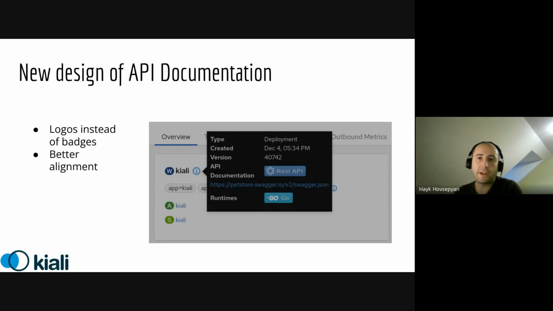One more change in this sprint was a new design for the API documentation feature for workloads and services. On the tooltip, on the information icon, when API documentation is configured on that particular workload or service, it now has a new design, with new logos instead of badges and better alignment, which is better visualized.